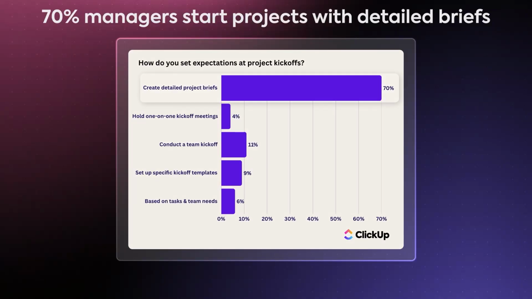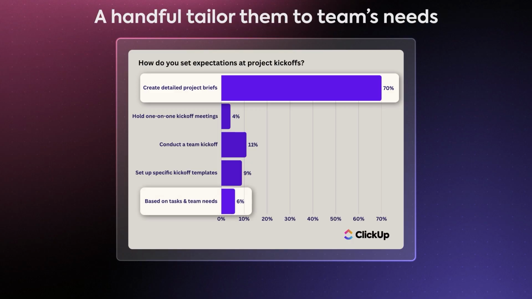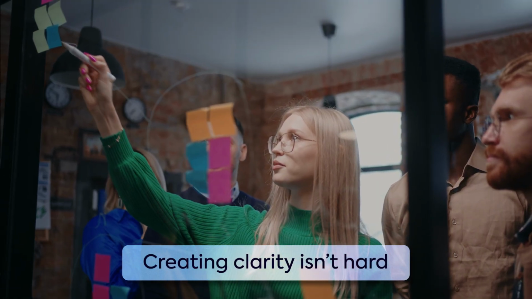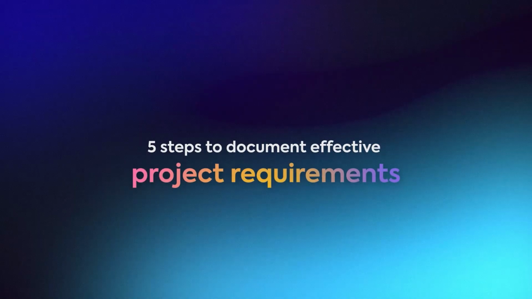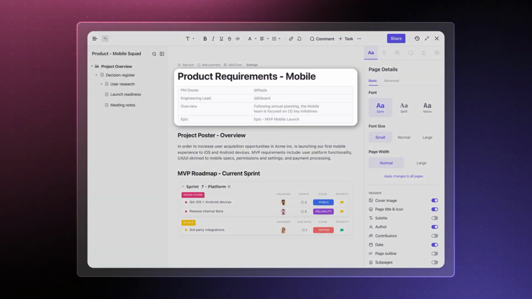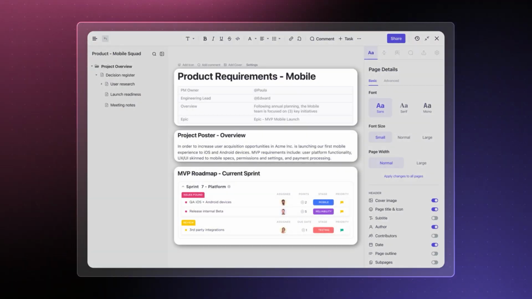Here's a fun fact. 70% of managers start projects with detailed briefs, but only a handful tailor them to their team's needs. But creating that clarity isn't as hard as it sounds, especially with a project management powerhouse like ClickUp. And in this video, I'll walk you through 5 simple steps to write effective project requirements, from defining scope to keeping everything on track as your project evolves.